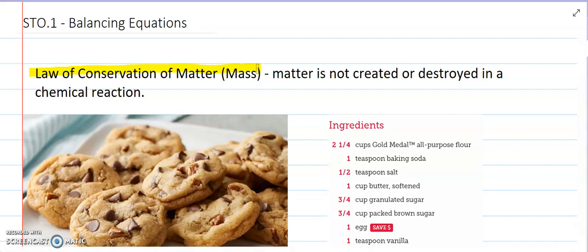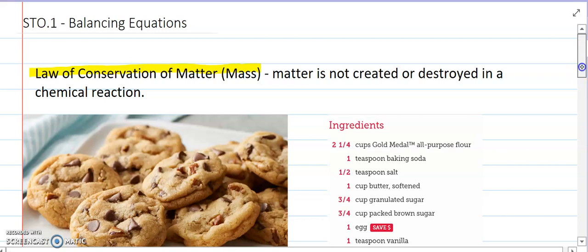If I start with 2 pieces of chlorine, I have to end with 2 pieces of chlorine. I can't magically end up with 3, and one doesn't mysteriously disappear to make 2. So in a chemical reaction, the mass stays the same because 2 pieces of chlorine at the beginning and 2 pieces of chlorine at the end are going to have the exact same amount of mass.